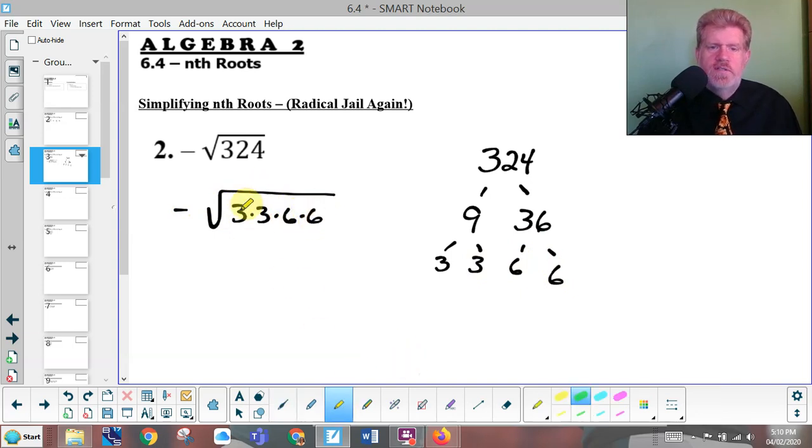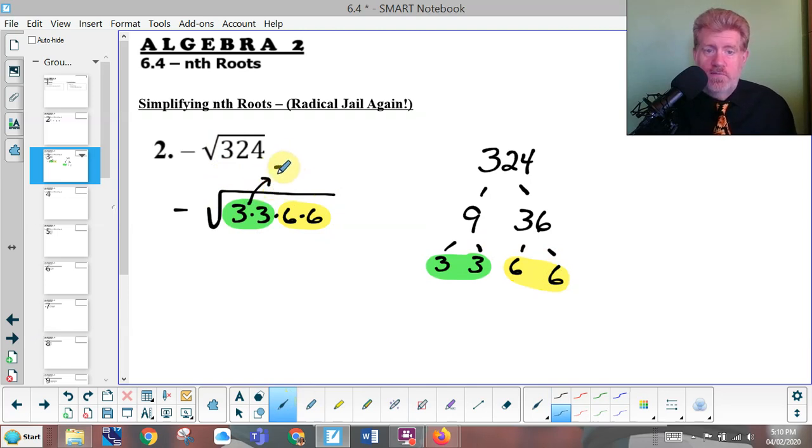Well, guess what? It's radical jail. These 3s and these 6s get to escape. But remember, it's a square root. We assume 2. Pairs can escape, but only one comes out. The other one is gone. Nobody stays behind. 6 times 6 is 36. Square root of 36 is 6. If you have a pair of 6s, one 6 comes out. The other one is gone.